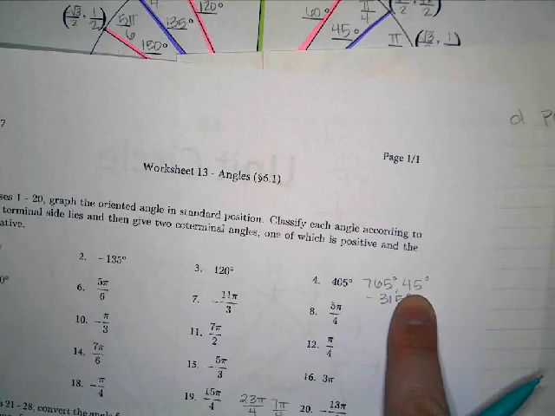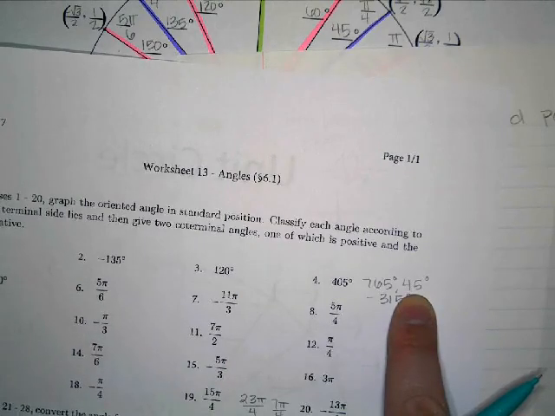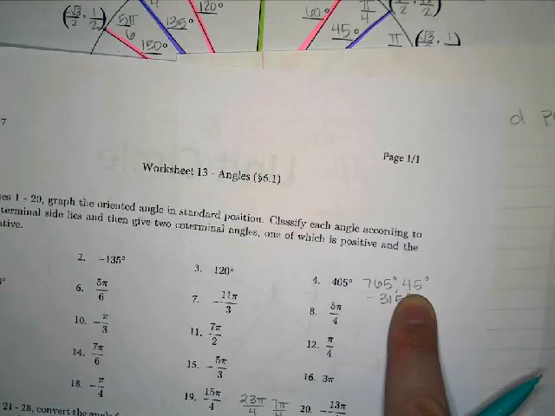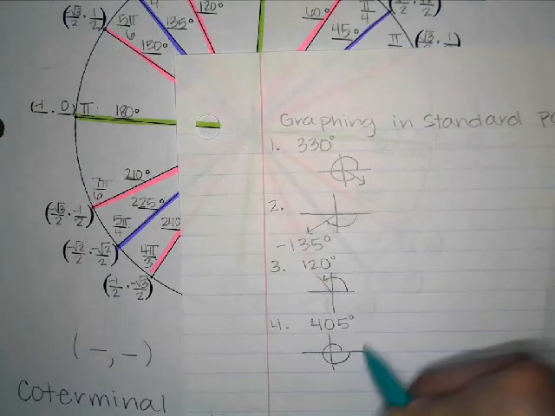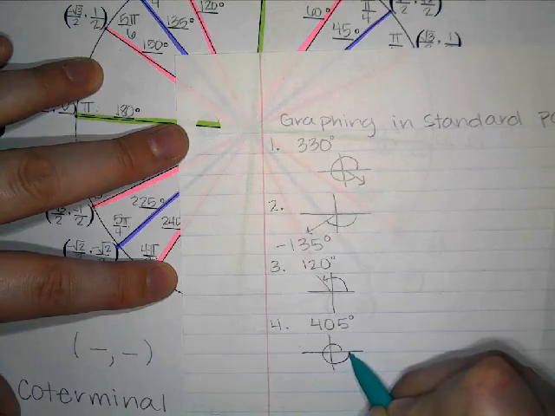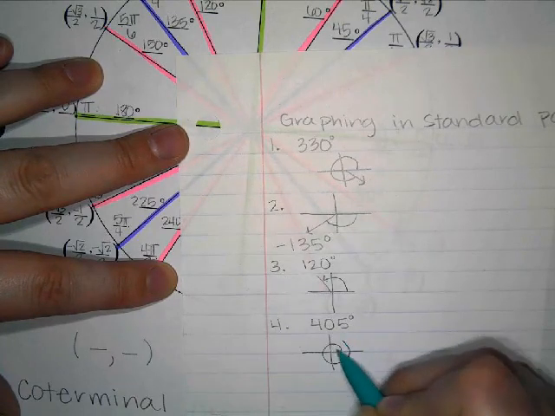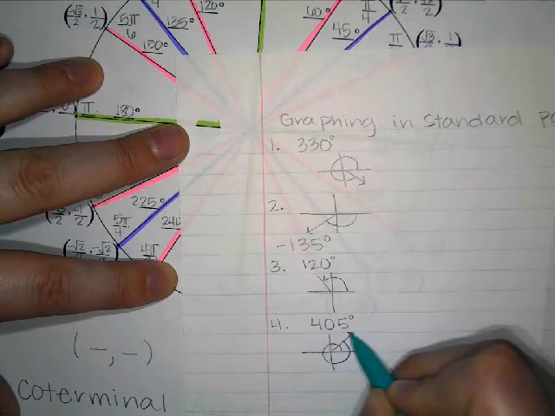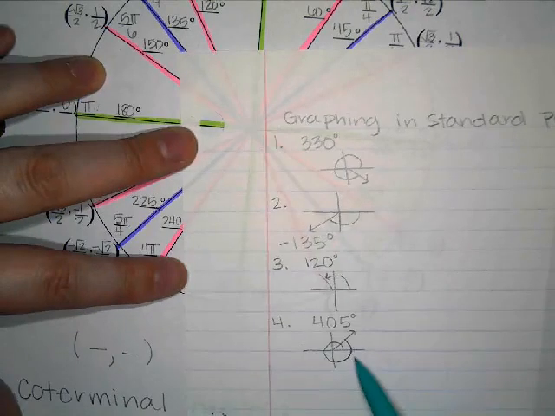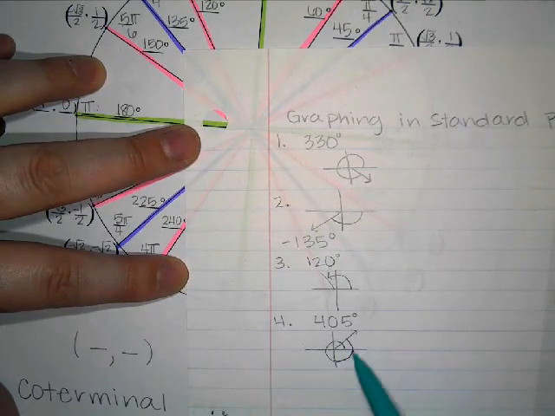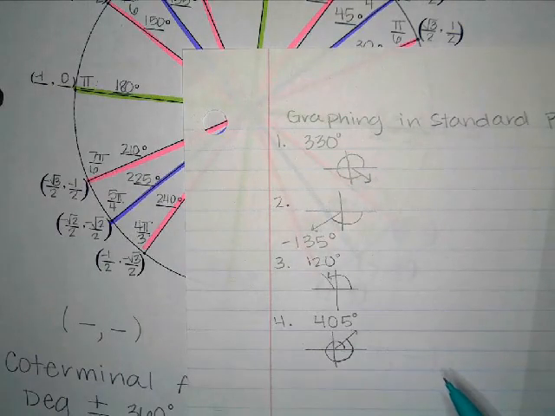Does that make sense? So I know it's going to end in the same position that 45 degrees would be in. So I'm going to go halfway between 0 and 90. That's where I'm going to stop. So a 405 degree angle would go all the way around the circle, and then it would go to 45 degrees because those are coterminal angles. They're in the same spot. They don't measure the same amount because 405 is a whole circle extra, but they would be in the same spot. Does that make sense?